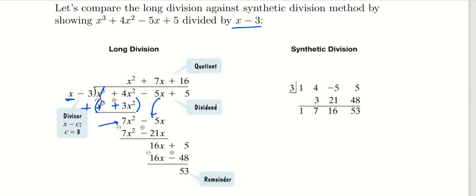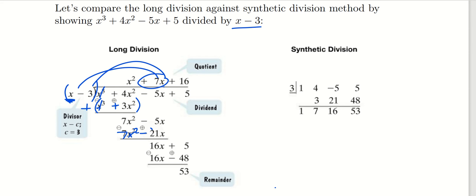We once again ask, what do I need to multiply by the leading term here to get the leading term of 7x squared? Well, 7x times x will give us 7x squared. So that comes up here in our quotient line. We then again distribute it to the divisor. 7x times x gives us 7x squared. 7x times negative 3 would be a negative 21x. We once again subtract this line. To subtract, we change it to addition of the opposite, so plus, minus, plus. The 7x squared and the negative 7x squared cancel. A negative 5x and a positive 21x will give us a positive 16x.